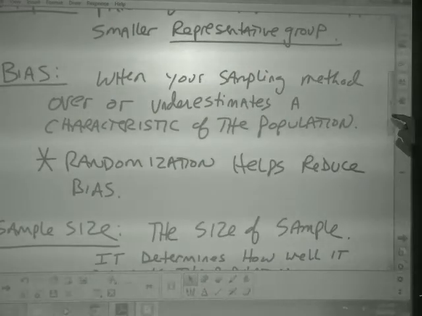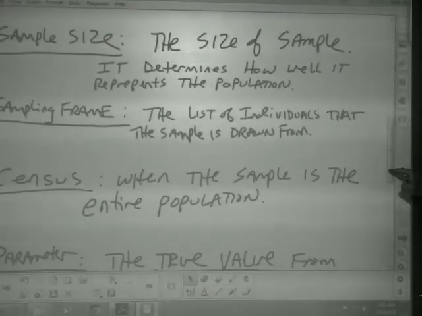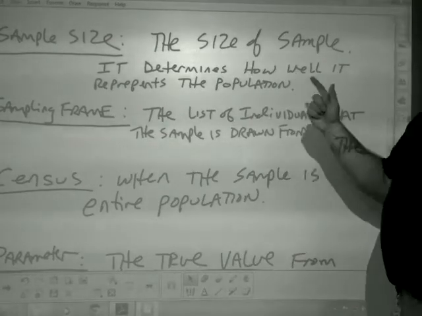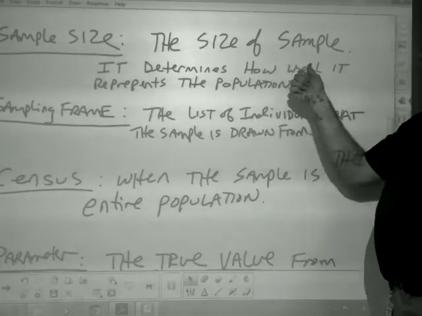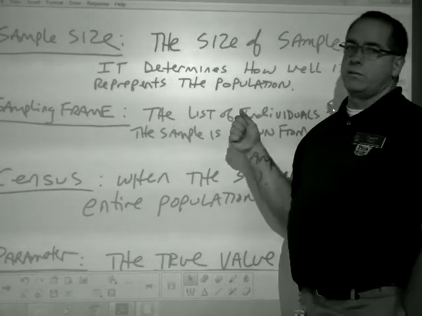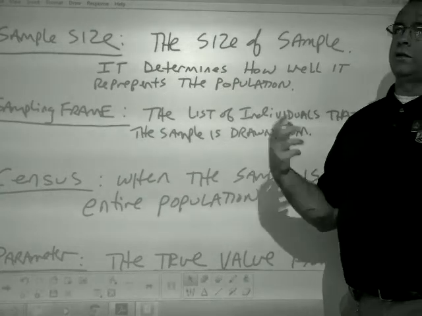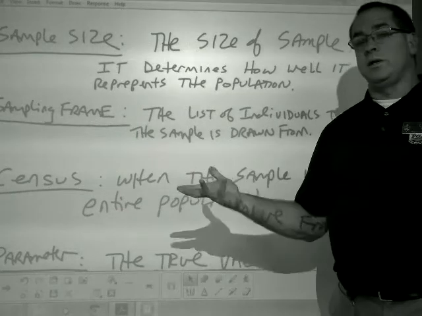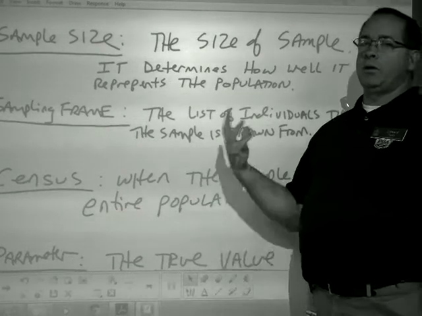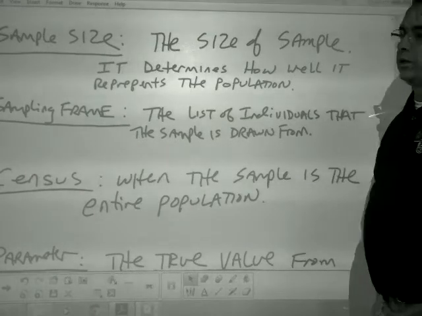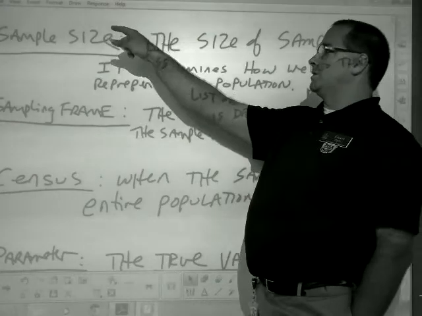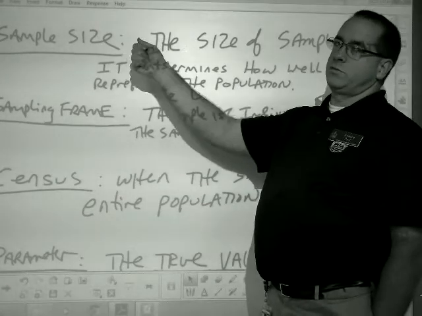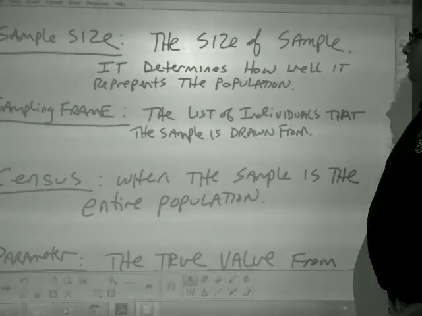Sample size. I know it is the size of the sample. It's like, sample size of the sample. But here's the most important part. It determines how well it represents the population. So if I go out and I survey only 3 people, that might not represent the population too well. But if I survey 30 people or 100 people, now it might be a better representative sample of the population. So when I talk about sample size, I'm not only defining it, which is the size of the sample, I'm also talking about a characteristic that it has, which is it'll help determine how well it represents the population.